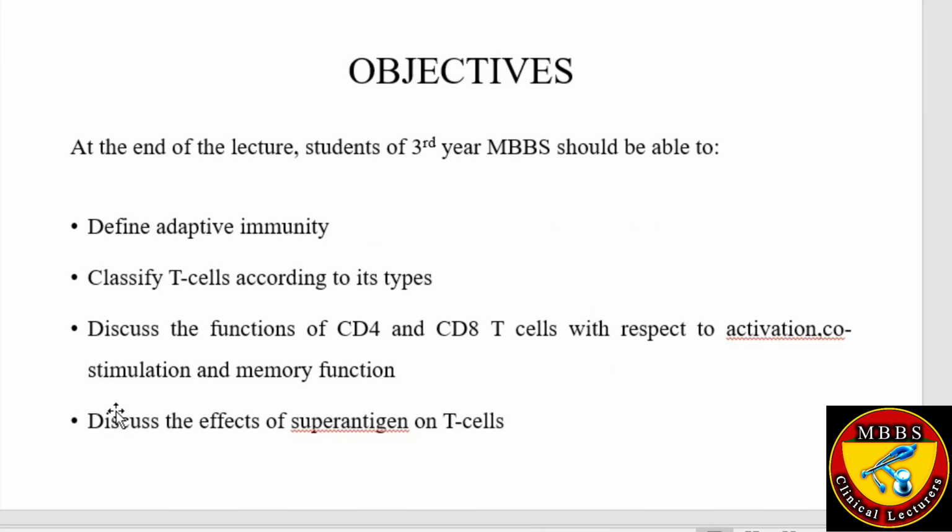We will cover the definition of adaptive immunity and classify the T cells according to its types, discuss the functions of CD4 and CD8 T cells with respect to the activation, its co-stimulation and memory function. And the last one is to discuss the effects of the superantigen on T cells.